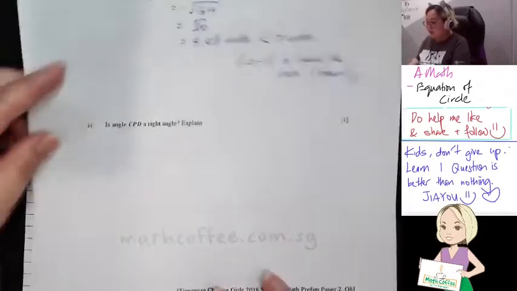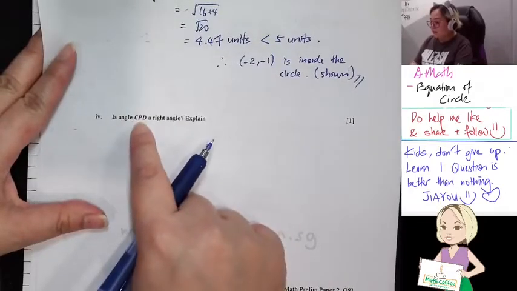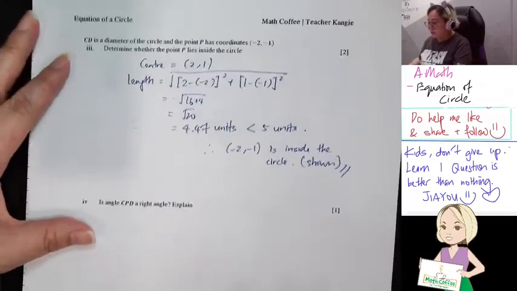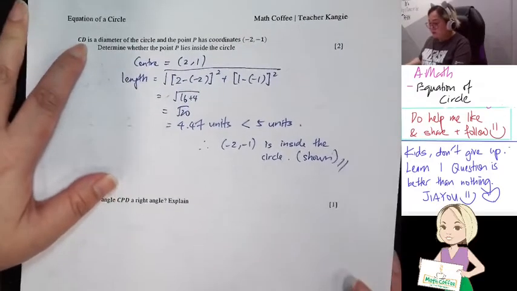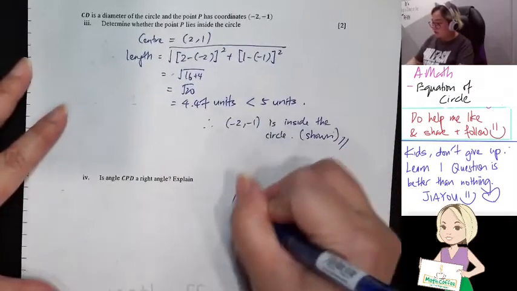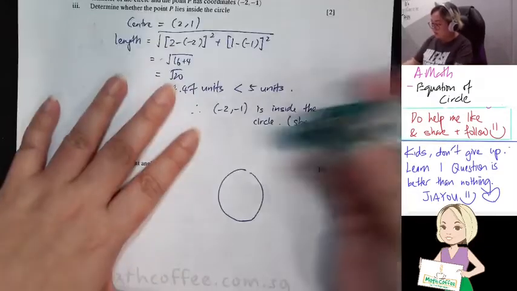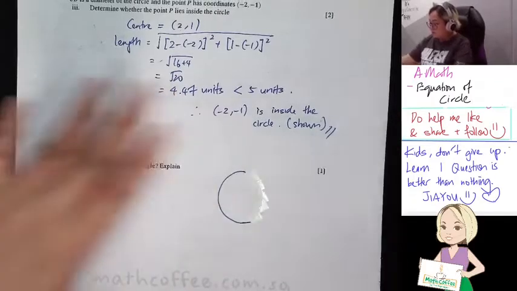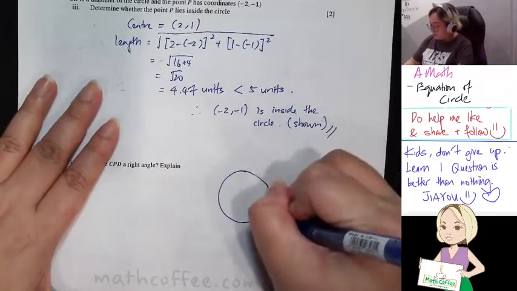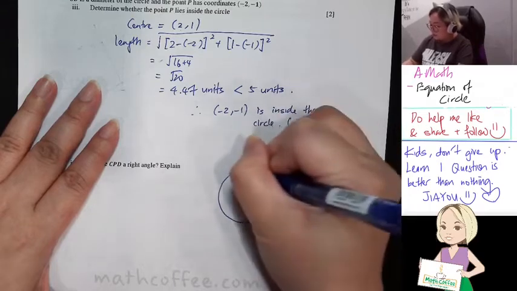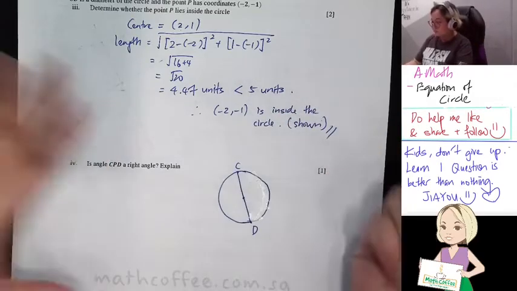Next, they ask you, is angle CPD a right angle? Explain. They tell us CD is a diameter of the circle. So I don't need the previous diagram. It is just like saying, I have a circle, my circle will be ugly, let me adjust a bit. So my circle and my center. Anyhow, draw a CD, which is the diameter.